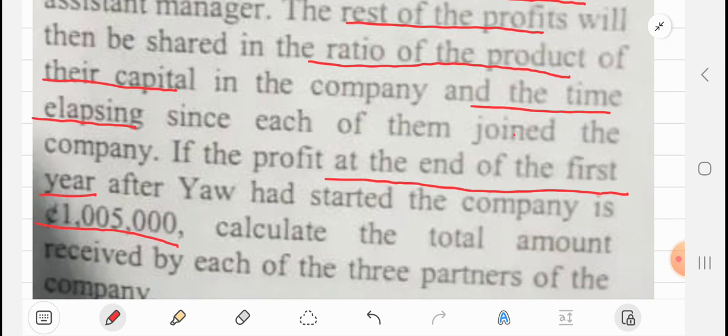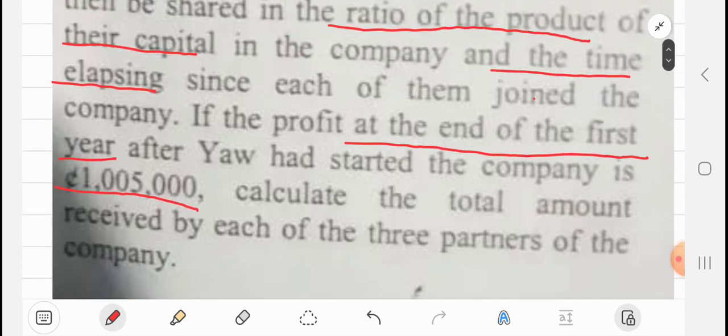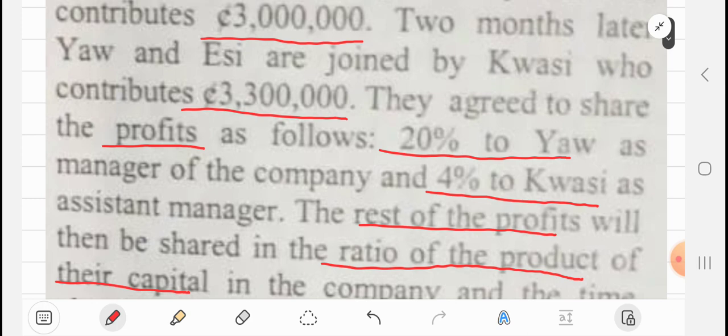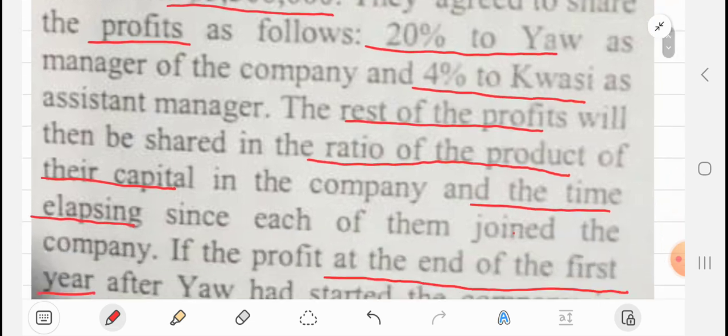If the profit at the end of the first year after you started the company is 1,005,000, you calculate the total amount received by each of the three partners of the company. Okay, but I want you to remember that they agreed to share the profit as follows: 20% to you as manager of the company and 4% to Kwasi as assistant manager of the company. The rest of the profits will then be shared obviously in the ratio.